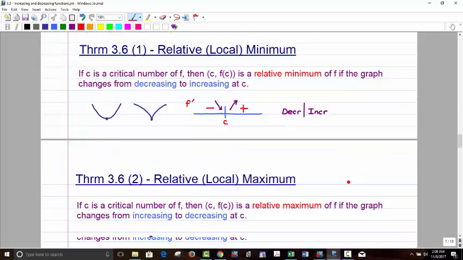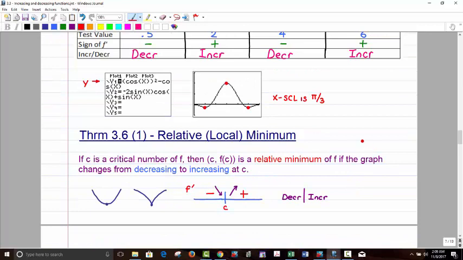Relative minimum. Some books use the terminology local minimum. So either way, relative minimum or local minimum, same idea, same meaning. If C is a critical number of F, then F of C is a relative minimum of F if the graph changes from decreasing to increasing at C. Meaning that if you go down to up, you're hitting what's called a relative minimum.